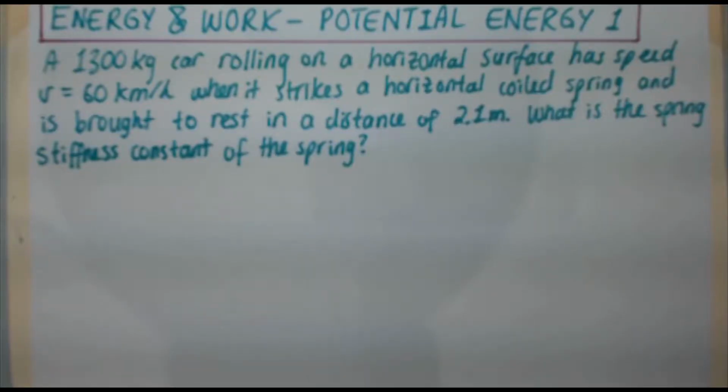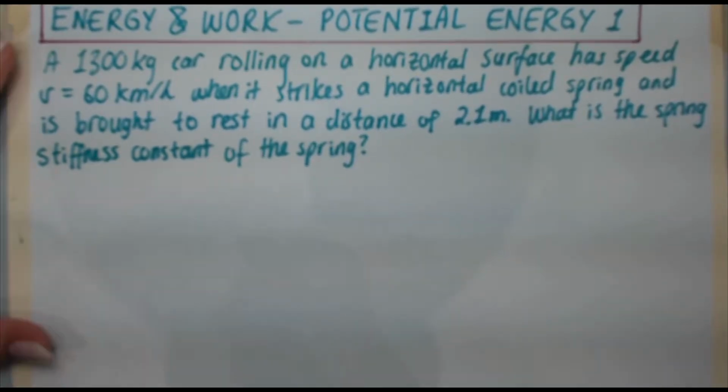Hey guys, in this video, Physics in the Flesh is going to do a potential energy problem. A 1300 kilogram car rolling on a horizontal surface has speed v equals 60 kilometers per hour when it strikes a horizontal coiled spring and is brought to rest in a distance of 2.1 meters. What is the spring stiffness constant of the spring?